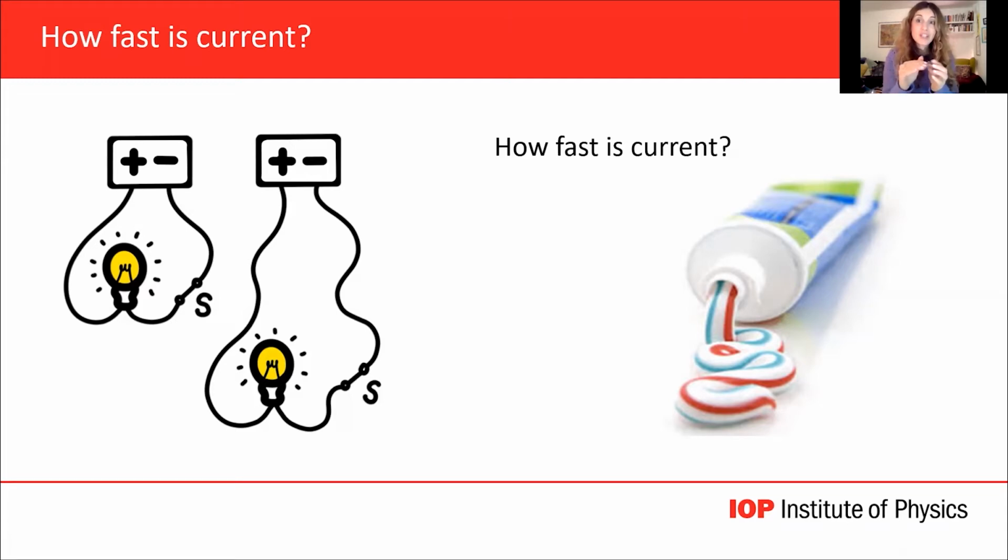The charges that make up the current are actually moving along typically about a couple of millimeters every second or so, and they're creeping along through the wires just like that toothpaste is creeping through the toothpaste tube.